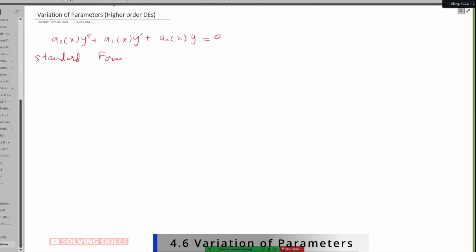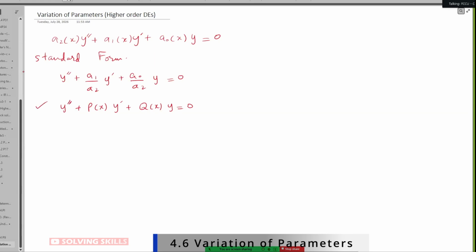So you will divide by a2 of x, so y double prime plus a1 divided by a2 y prime plus a0 divided by a2 y equal to 0. And we are going to call a1 divided by a2 as p of x, and we're going to call a0 divided by a2 as q of x. So this will be the standard form.